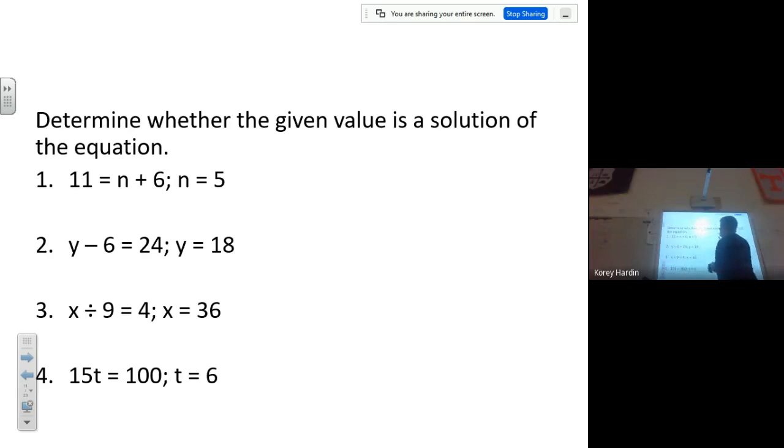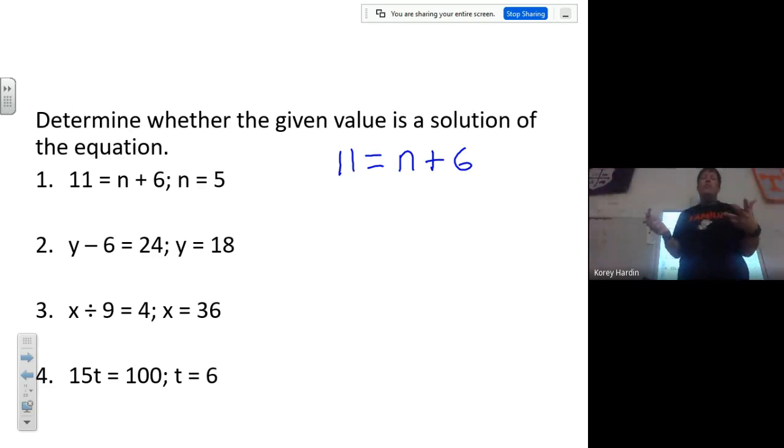So what I have is 11 equals n plus 6. My numbers on the left here, that does not matter whatsoever. It's like a balance beam. It doesn't matter if your whole number's over here or your 2 numbers are over here. Either way is fine.